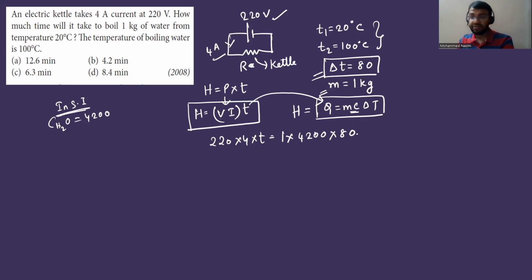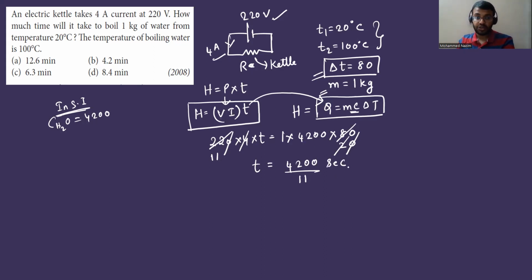Now it is all the simplification that you have to do. 4 ones are 4, 2 eights are 8, and 0. And 1 0 will cancel. So 2 ones are 2, 11s are. So time you'll get it as 4200 by 11. And since we have substituted everything in SI unit, we will get this in seconds.